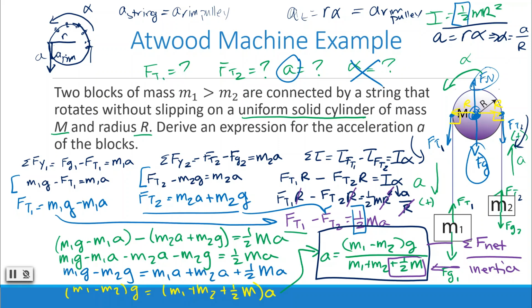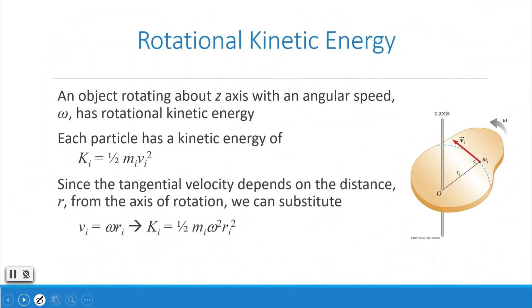So very, very common type of problem. You can get lots of rotational dynamics problems. I focused on the Atwood machine because it's the most complicated out of them. So our next topic is rotational kinetic energy.